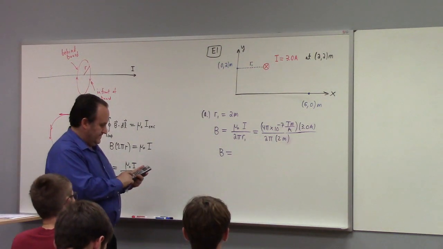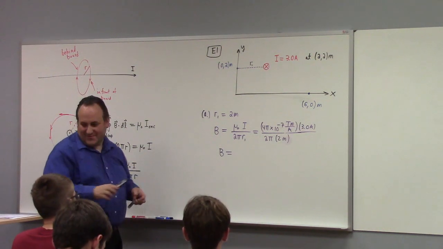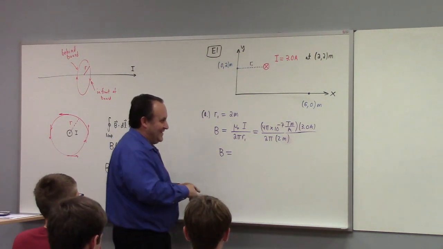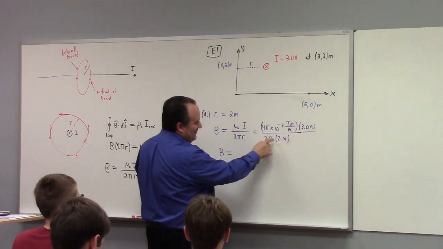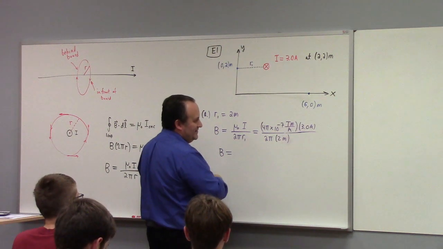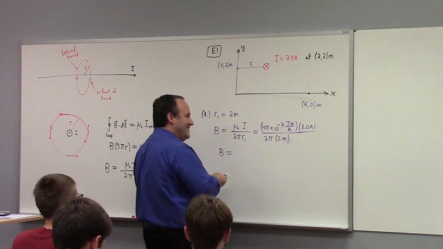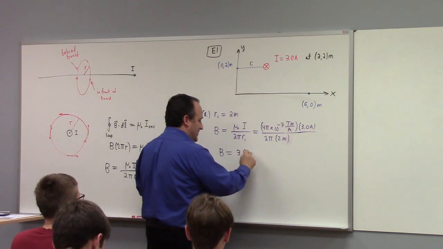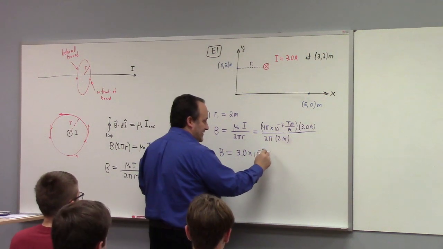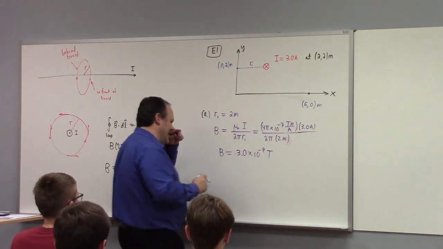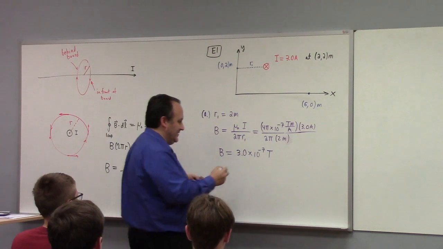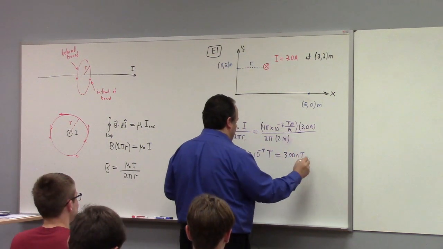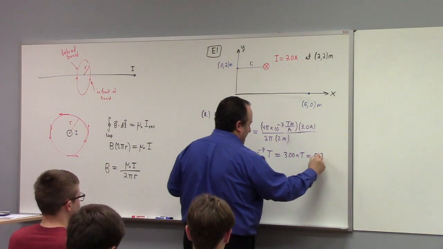What's that? Oh, I don't need a calculator for that? Oh no, thank you for saving me that embarrassment. 4 divided by 4 is 1. Pi divided by pi is 1. Oh, yeah. So 3.0 times 10 to the minus 7 Teslas, right? Which we could also write as 300 nanoteslas, or if you like, 0.3 microteslas.